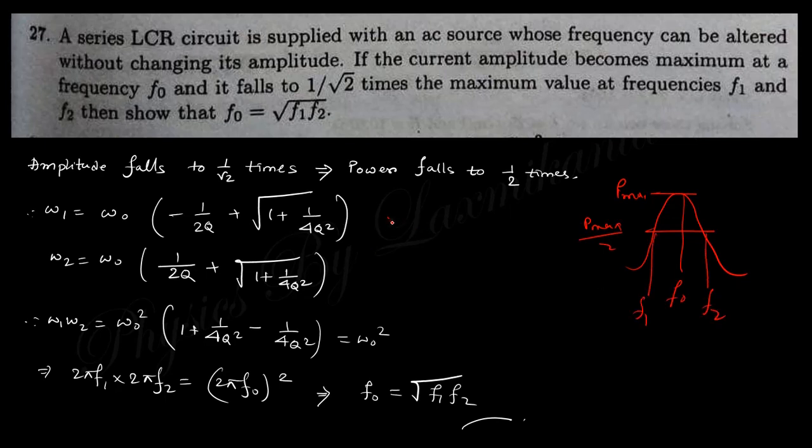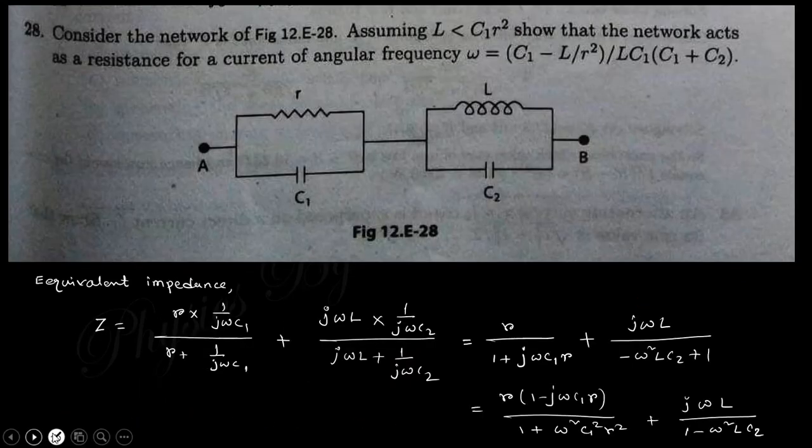So these two equations are in terms of omega equal to omega 1 and omega 2. If you multiply these two, you will get omega naught square. Changing omega into f, omega 1 equals 2 pi f1, omega 2 equals 2 pi f2, omega naught equals 2 pi f0. So finally you get f0 equal to root under f1 f2. Next question.